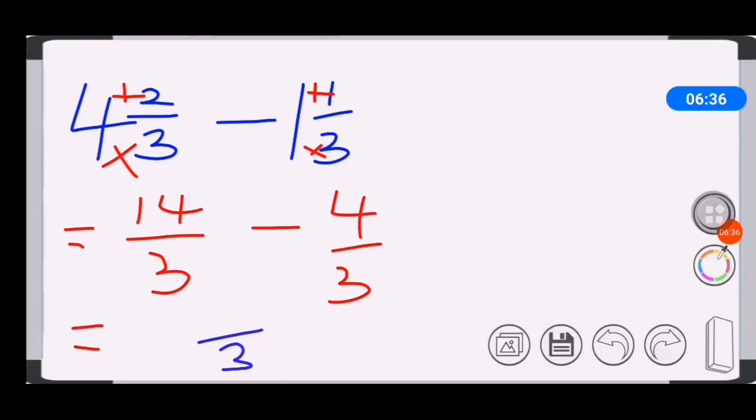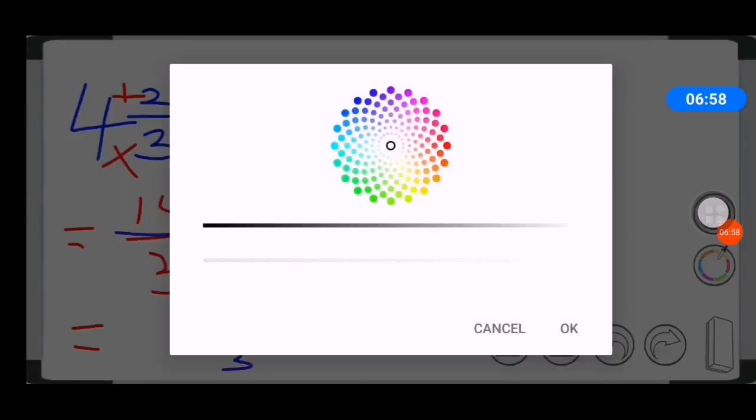The numerators, we now operate. 14 minus 4 will give us what? 10. So our answer is 10 over 3. However, we don't leave our fractions as improper. We must go back and change it to mixed fraction. And we've done that already. Go watch the video.